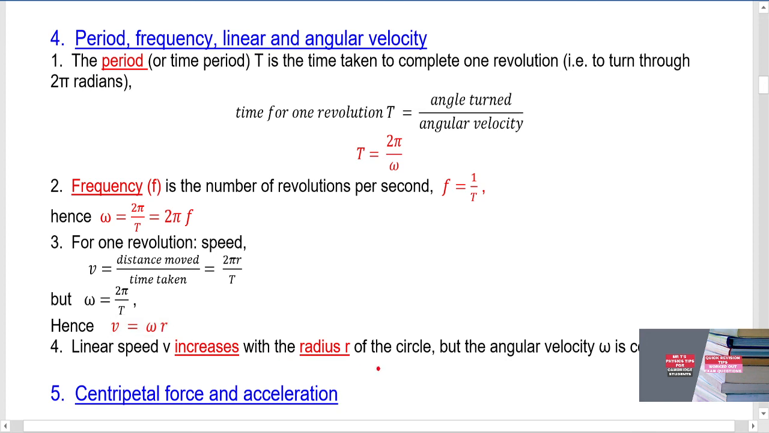In one of my videos, the third video, I'm going to showcase an experiment. Remember, you are going to do this in Paper 5, the design. The purpose of this design is to see the relationship between v and r for an object undergoing circular motion.